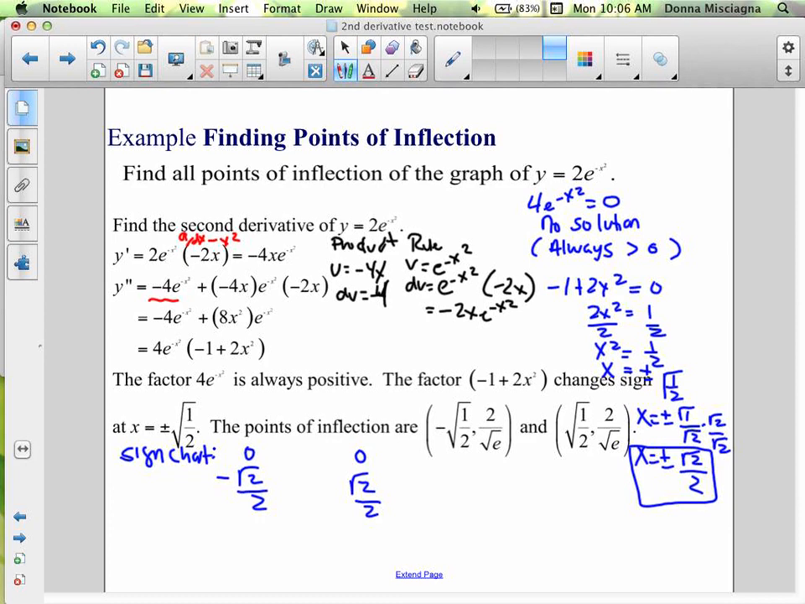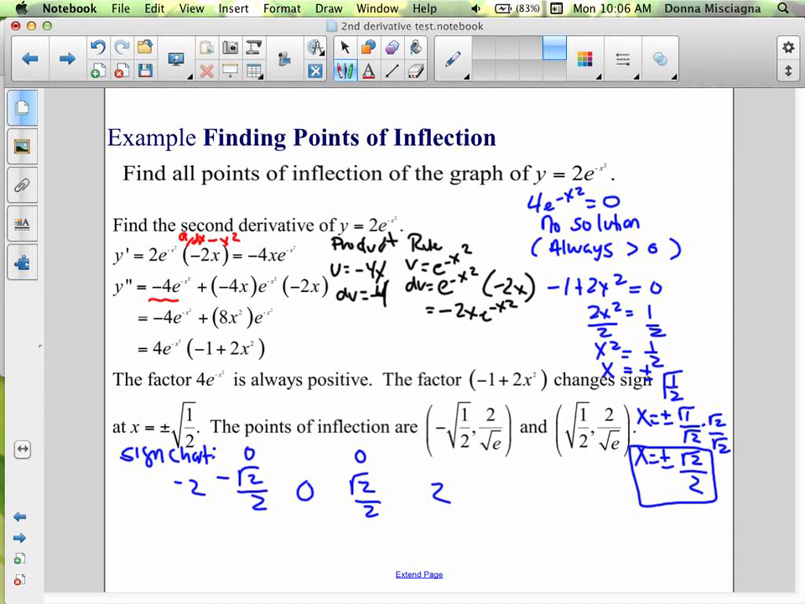A great one to check in between would be 0. That's a good one in between. And then something smaller than negative square root of 2 over 2. How about negative 2? That's definitely smaller than that. And then here, how about positive 2? So we want to make sure we have values smaller and greater than.